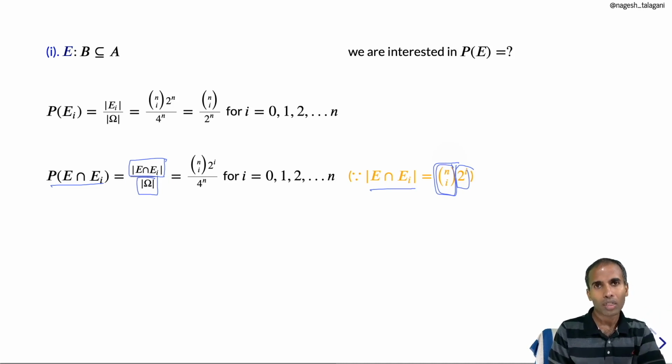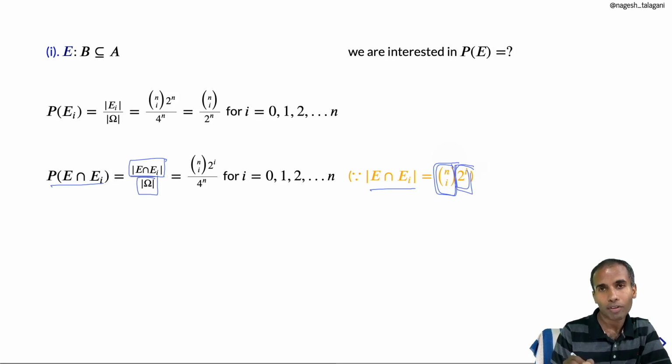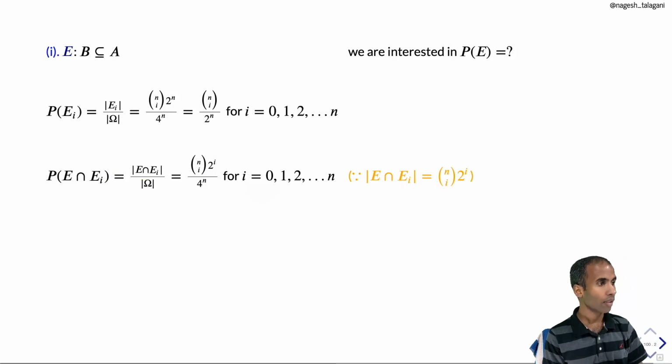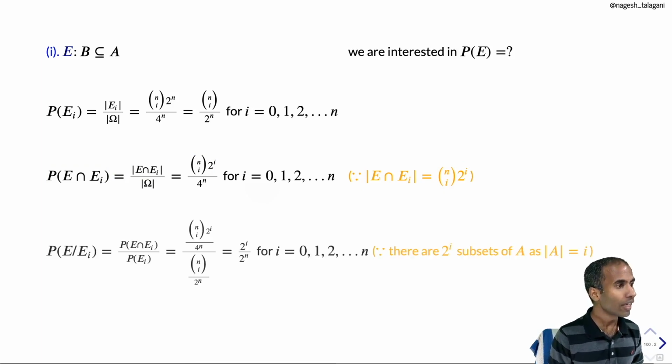Fine. Now, if you want E to happen, B should be a subset of A. If A has i elements, there will be 2 to the power of i subsets of A. So B can be any one of those subsets. That's why B can be picked in 2 to the power of i ways. Okay, so that's why the number of elements in E intersection Ei equals n choose i times 2 to the power of i. So therefore the probability of E intersection Ei equals n choose i times 2 to the power of i by 4 to the power of n for all i equal to 0, 1, 2, and so on up to n. Okay, now let us look at the conditional probability of E given Ei.